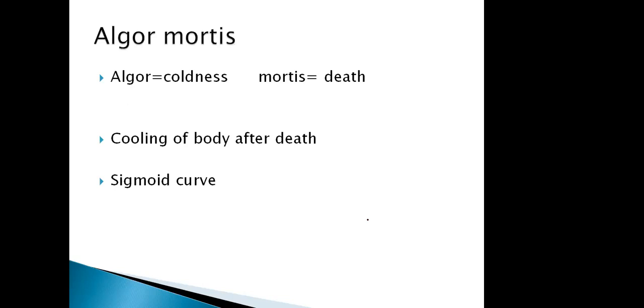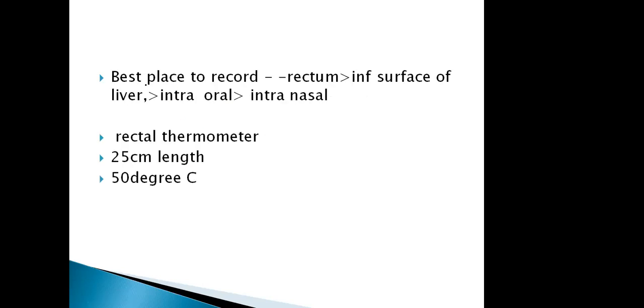But the important things are algor mortis, rigor mortis, and livor mortis. This is very important. So what is algor mortis? Algor means coldness. Mortis means death. So it is the cooling of the body after death. And the best place to record the temperature is the rectum. It's a very important MCQ. The best place for recording the temperature in a dead body is the rectum. After the rectum, it is the inferior surface of the liver. After that, it is intraoral, and after that, intranasal.